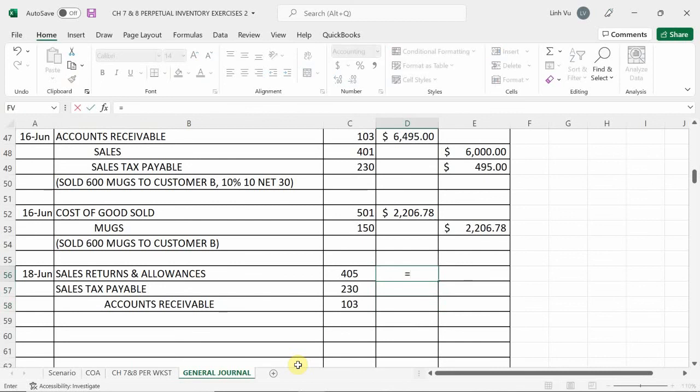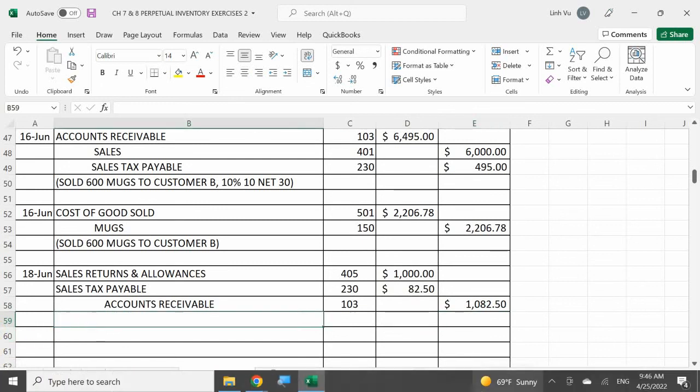So if customer B is returning 100 mugs for $10 each for 100 items, what's my grand total that I'm refunding? 1,000. How much tax money am I refunding? $82.50. So therefore, the total amount of refund is going to be $1082.50. And this is where I need to make a note here that customer B returns 100 mugs, full refund.